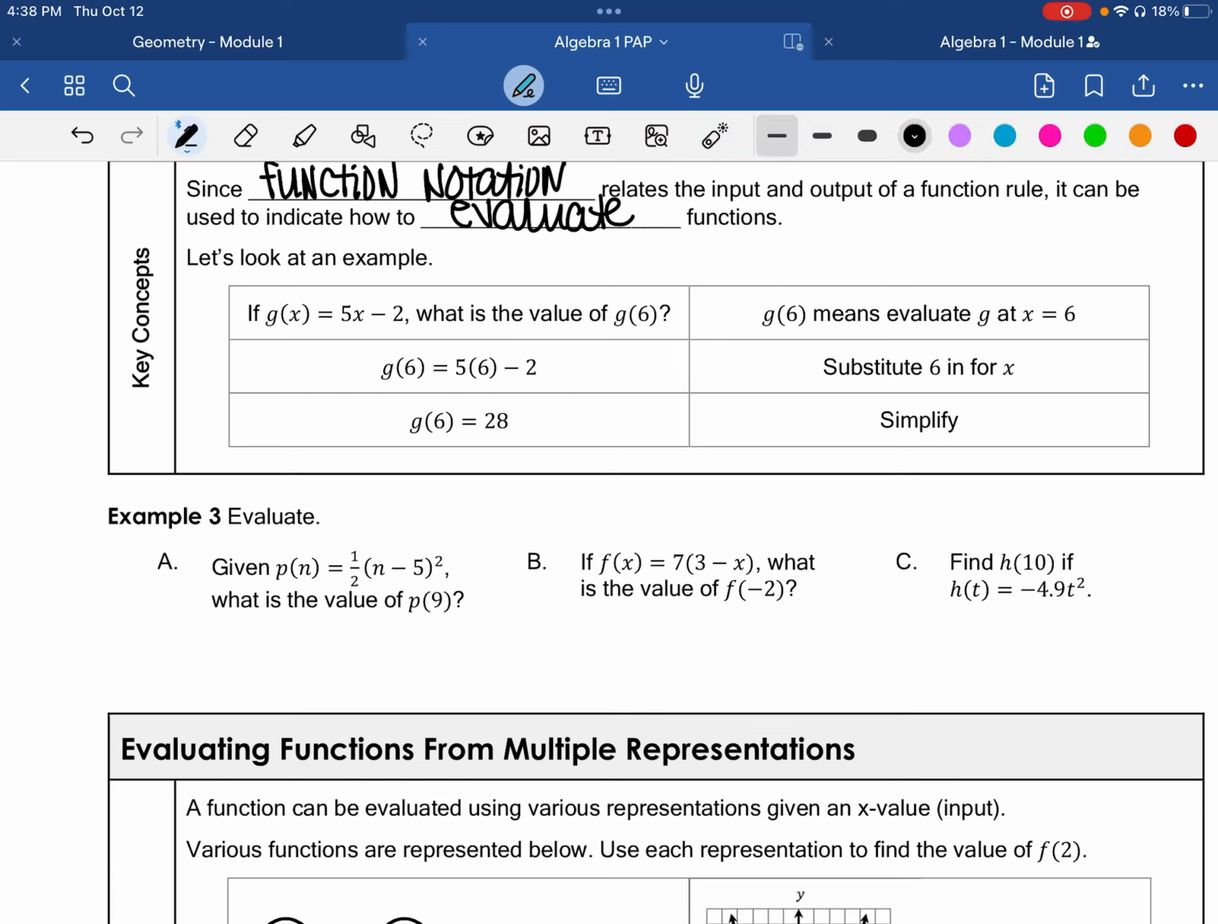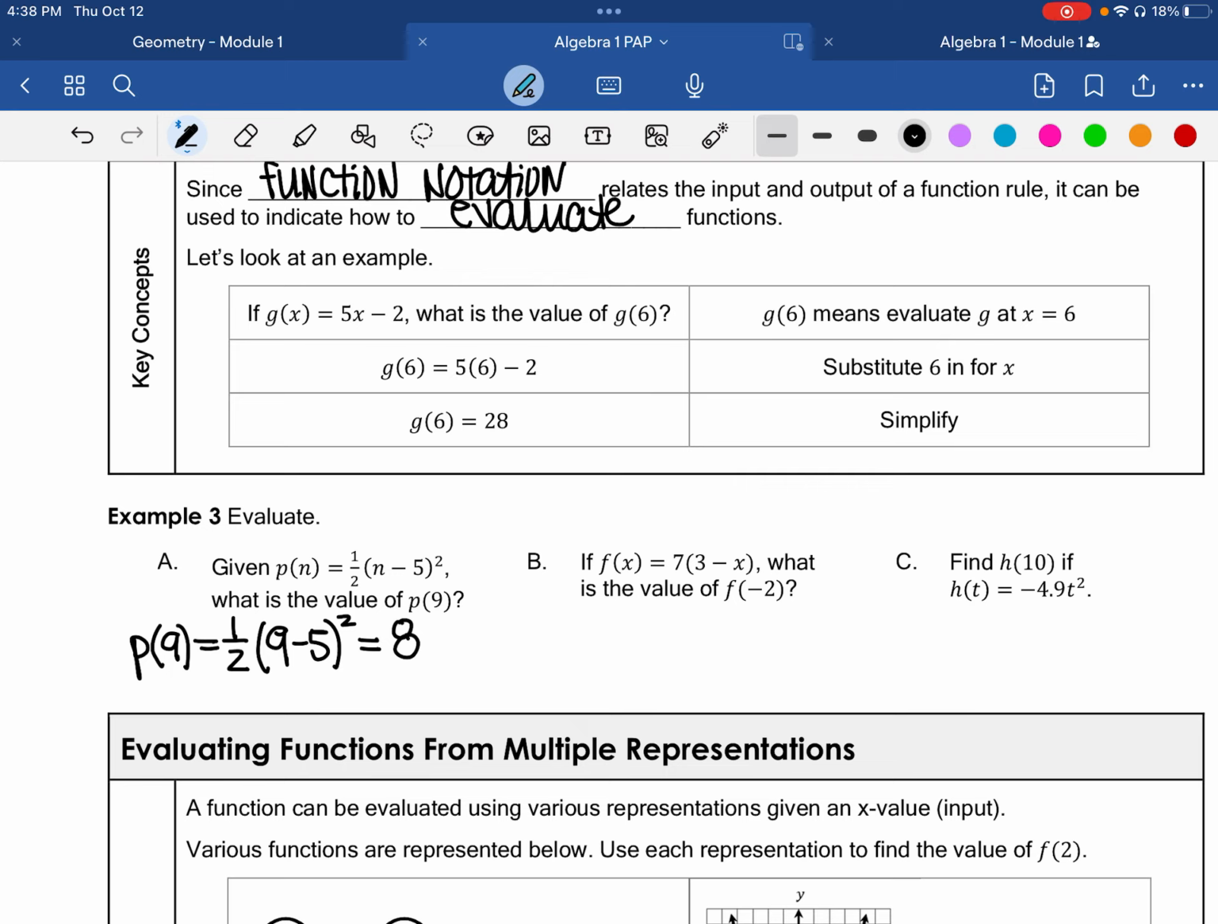All right, so P of n equals 1/2 times the quantity n minus 5 squared. What is the value of P of 9? I can go ahead and write it down. And then for this one, I'm going to go ahead and grab my calculator. Now I will admit I did the last one in my head and it was very easy to do. But this one, I'm going to go ahead and grab my calculator, and my answer is 8.